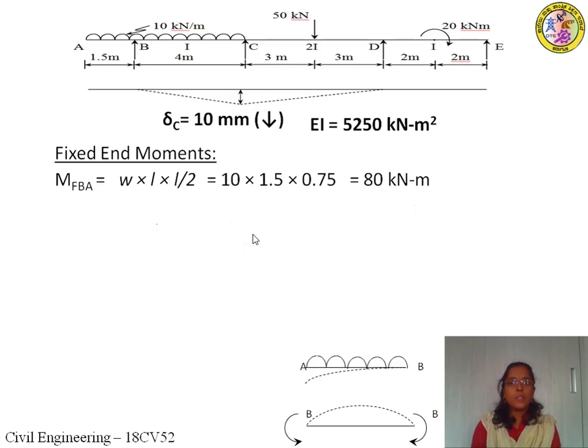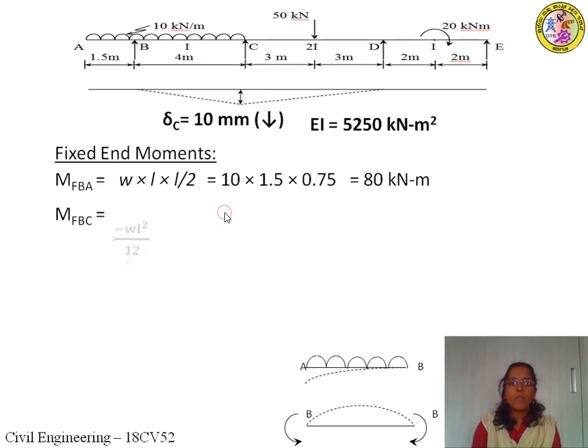So next comes MFBC. So now we have to consider this sinking. C is associated with member BC as well as member CD. So we are calculating MFBC, that means we have to consider member BC. For member BC, B is the left end and C is the right end. So in such cases, delta value should be taken as positive.